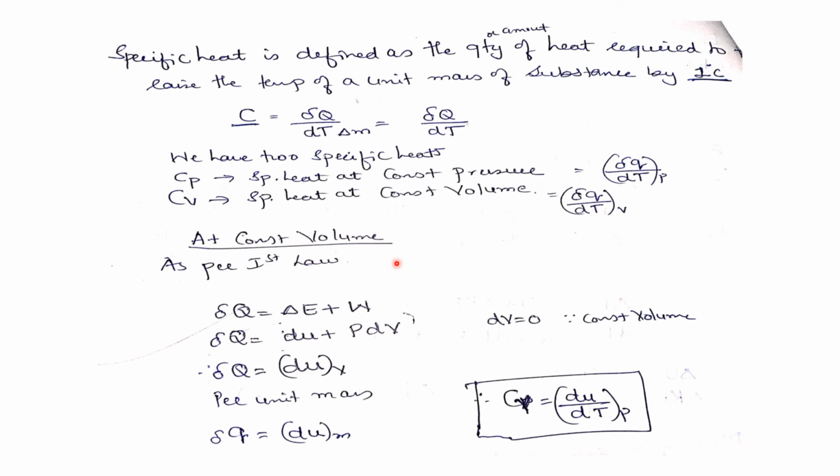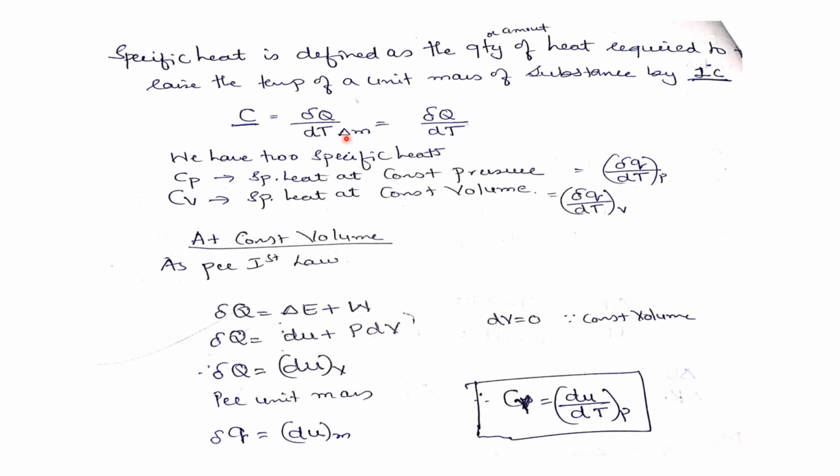Now, next we will study specific heat. Specific heat is defined as the quantity or the amount of heat required to raise the temperature of a unit mass of a substance by 1 degree Celsius. Symbolically, it is represented by capital C. It is equal to delta Q divided by dT into delta M.